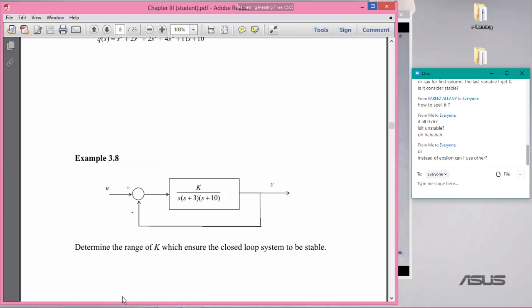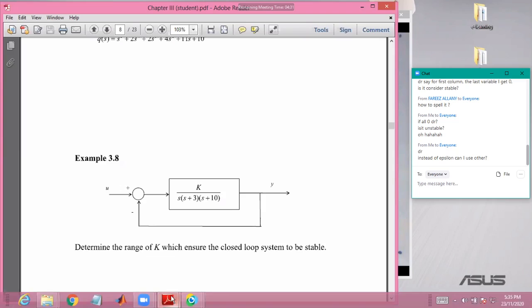All right. So now here, determine the range of k to ensure the closed loop system is stable. So we want to know the range of k so that the system is stable. When designing a controller, you cannot have a very large value of proportional gain. So in this case, we want to know the maximum value of k that still makes the system stable. So we can use the Routh table to determine the value of k. Let's go to my notes.